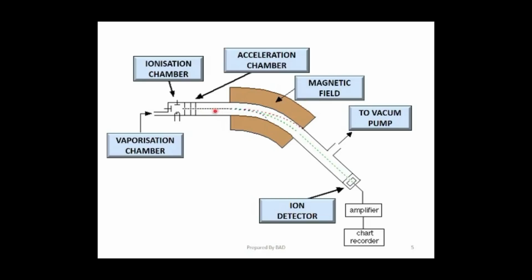Then the sample goes to the magnetic field. At this magnetic field, the sample can be analyzed and separated according to its masses. Then the sample goes through to the vacuum pump, and lastly we can identify the relative mass of the sample, whether it is an atom, element, or compound molecule.